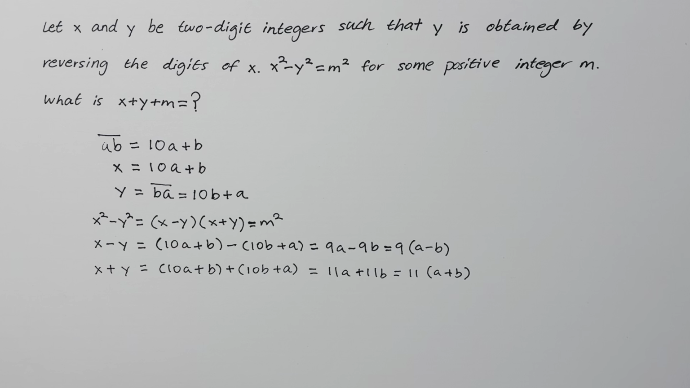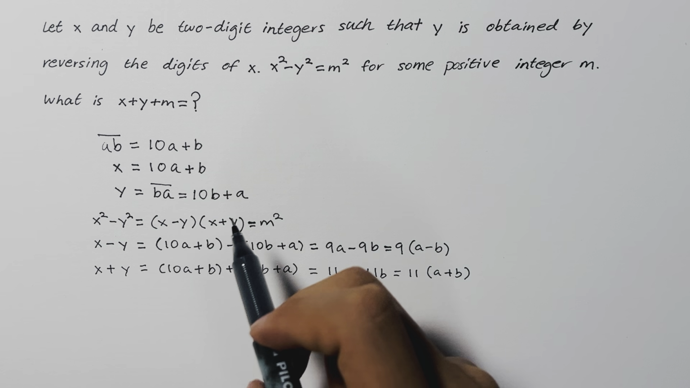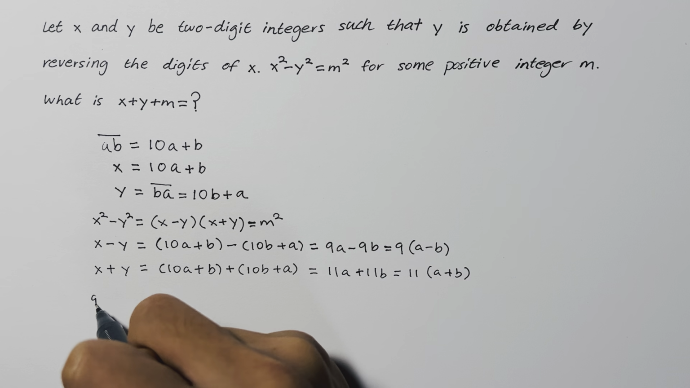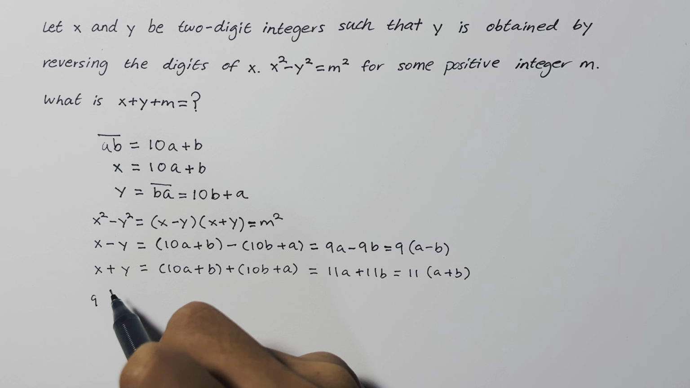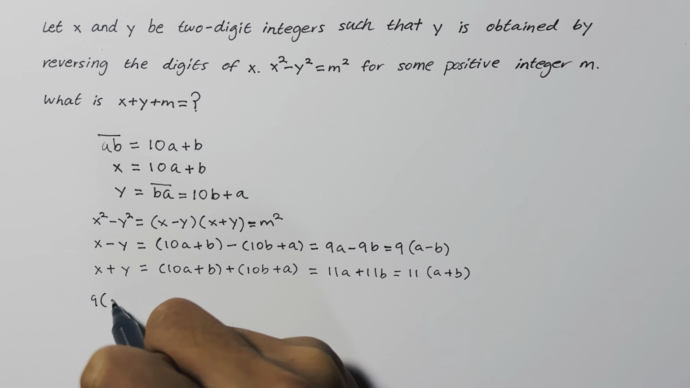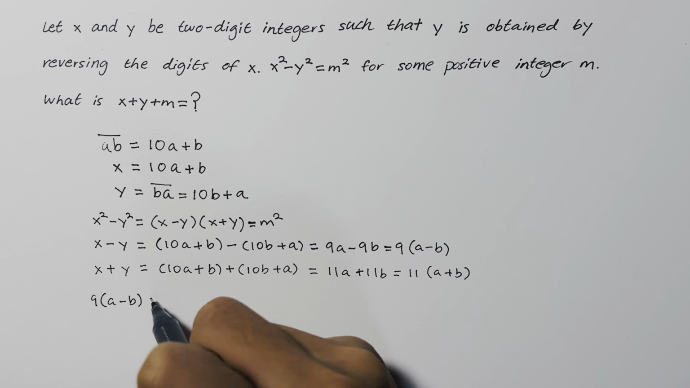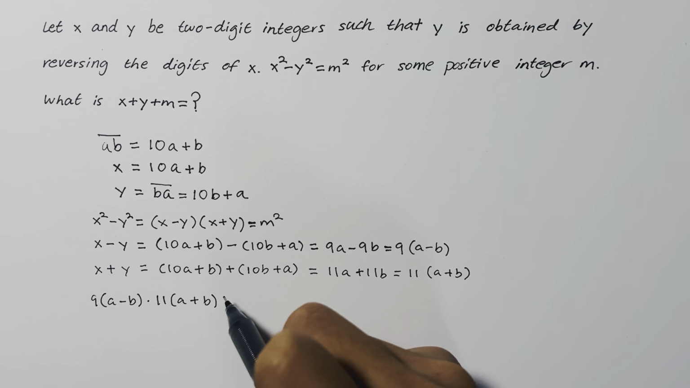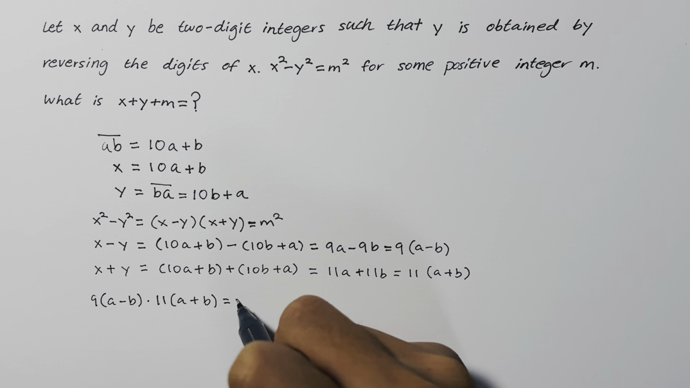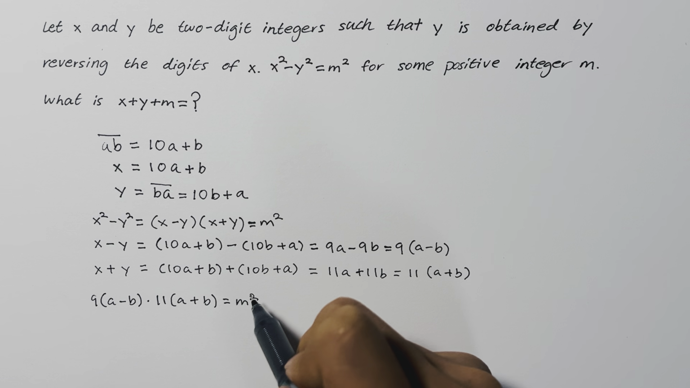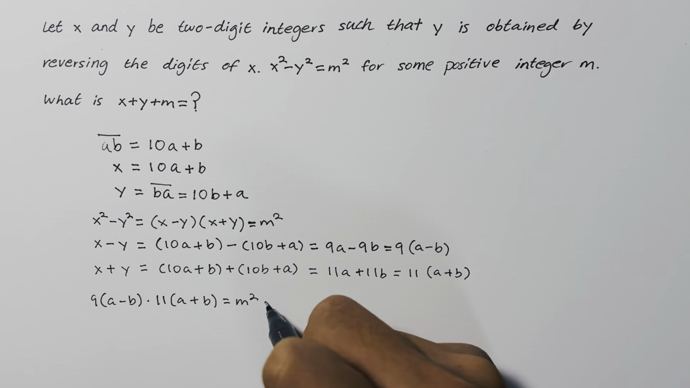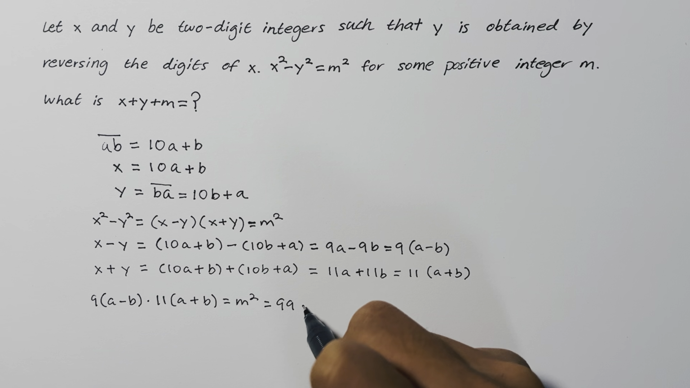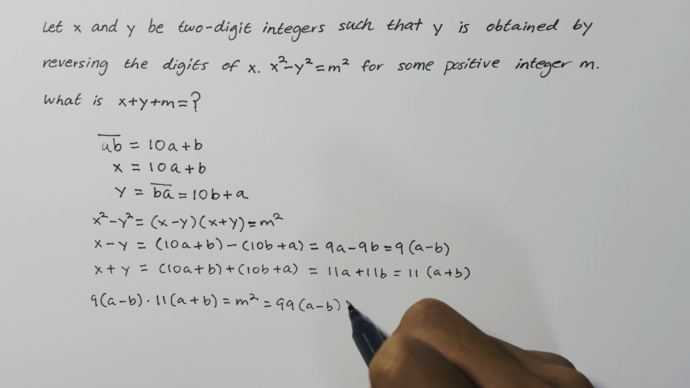Our equation is now 9 times A minus B times 11 times A plus B equals m squared. We can combine the constants. So this equals 99 times A minus B times A plus B.